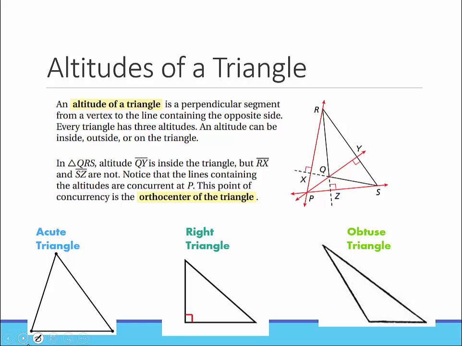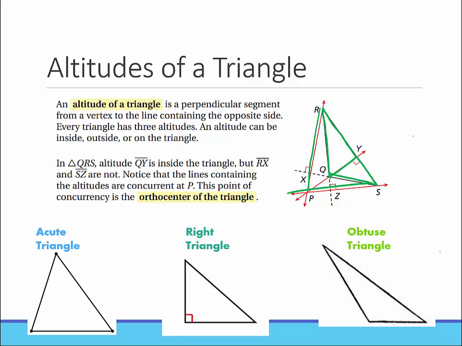So the next thing we got to talk about are altitudes. An altitude of a triangle is a perpendicular segment from a vertex to the line on the opposite side. Every triangle has 3 altitudes because it has 3 vertexes. And an altitude can be inside, outside, or on the triangle. So in QRS, the triangle is actually this thing right here. QY is one of the altitudes. That's inside the triangle. But then these other ones are on the outside. And that happens because we have an obtuse triangle.